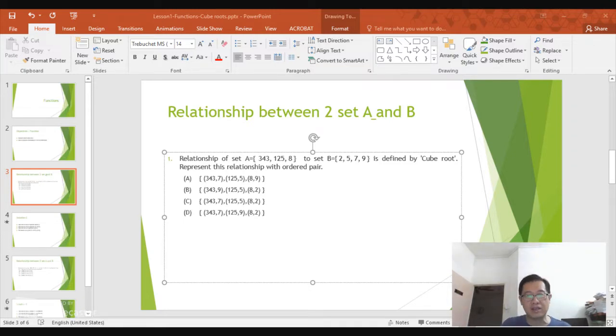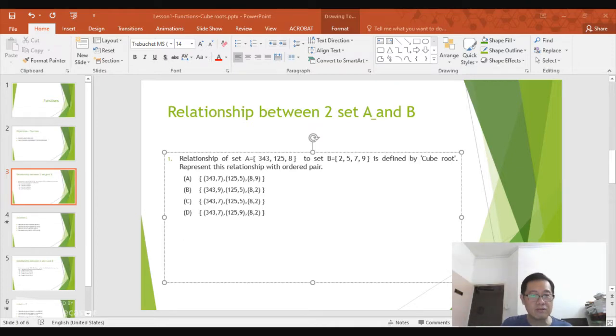So we move on to B: 343, 9. As you know, the 343, 7 part is correct, but the 343, 9 part here is wrong. So we ignore B because this part is not correct. Now we go to C. 343, 7. I'll show you again. Cubing 7, you get 343, so it's correct.